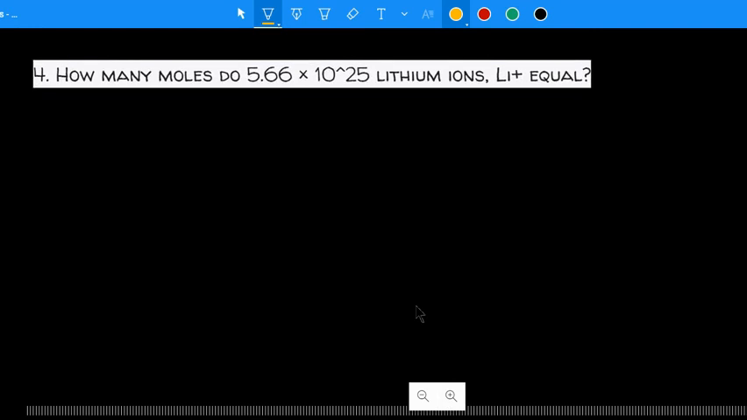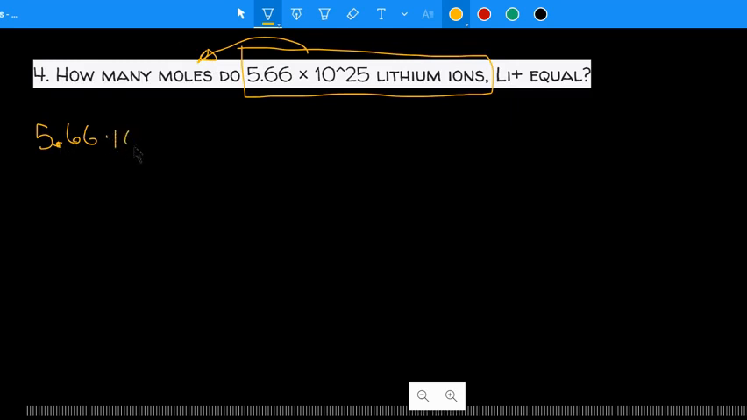All right, so we're going to start by writing out our given quantity, which for this problem is referring to how many lithium ions we have, and you want to convert to moles. So our given quantity is 5.66. Sometimes decimals are hard to see, so try to overemphasize them. Times 10 to the 25th, and lithium ions. That positive sign literally means ions.